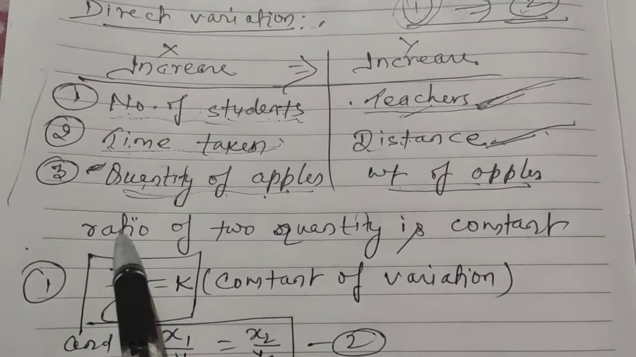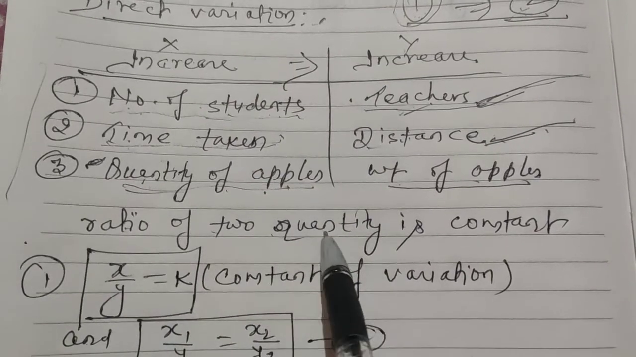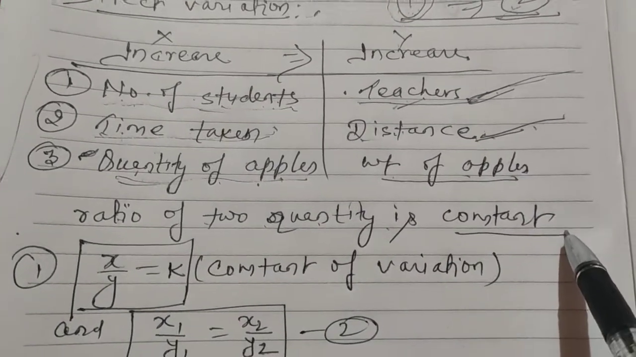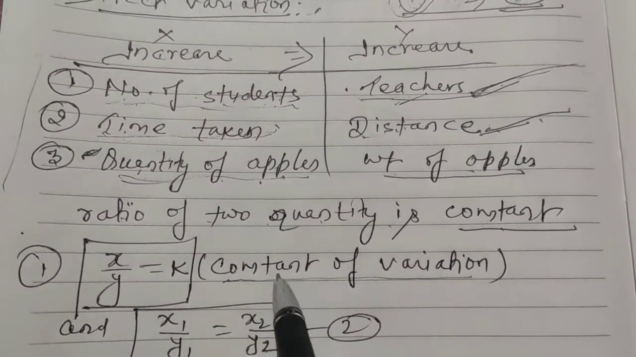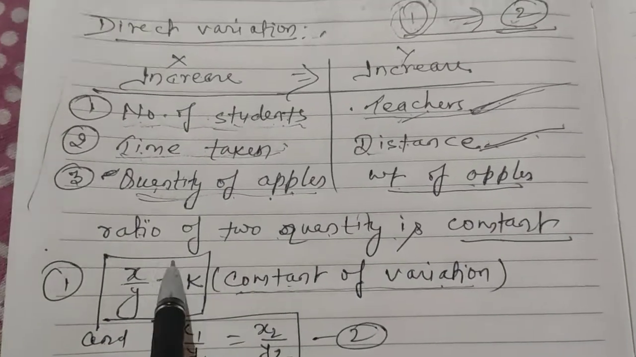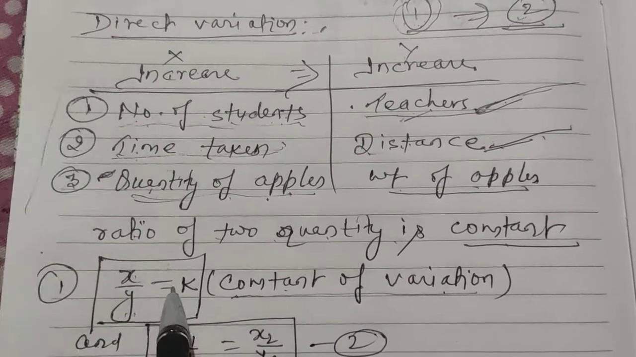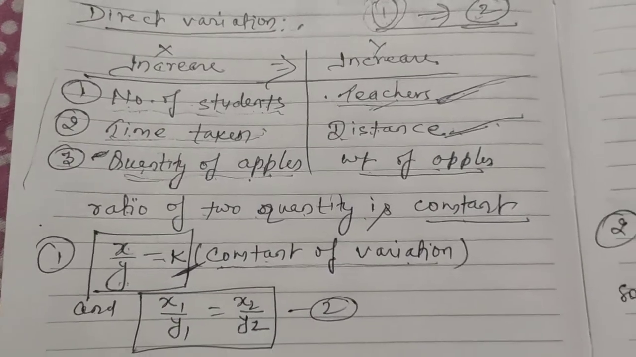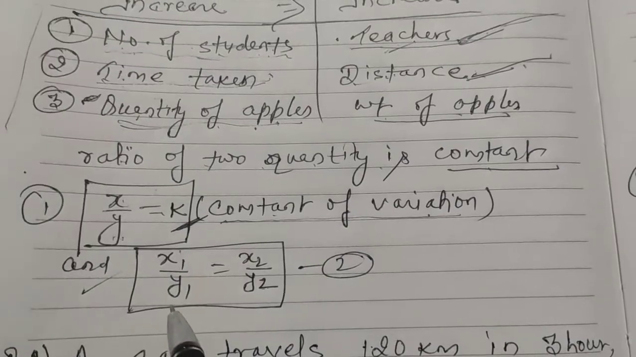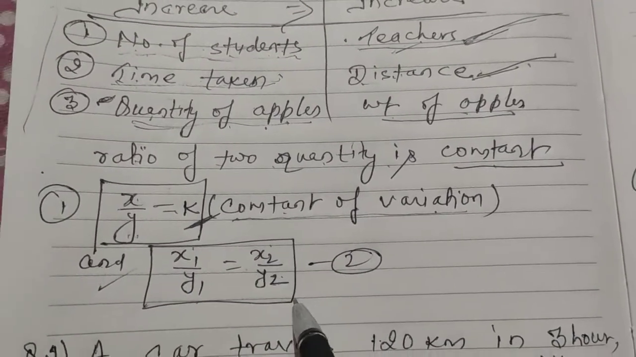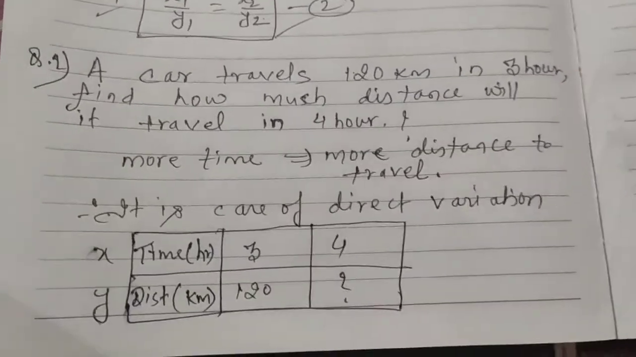And we observed that if two quantities are in direct variation, then the ratio of the two quantities is a constant value. We saw in the last video, it is called the constant of variation. The ratio of the first by the second quantity is a constant value, which we represented by k, and derived the formula x1 by y1 equal to x2 by y2. Let us take one or two examples.